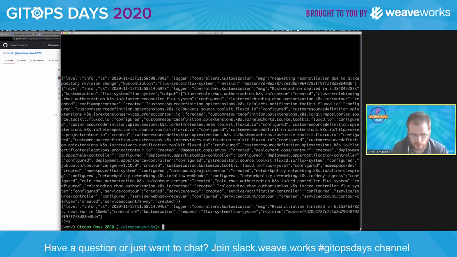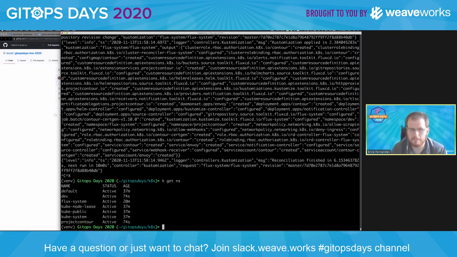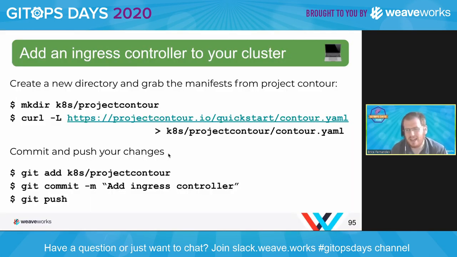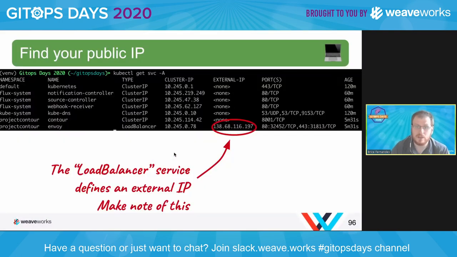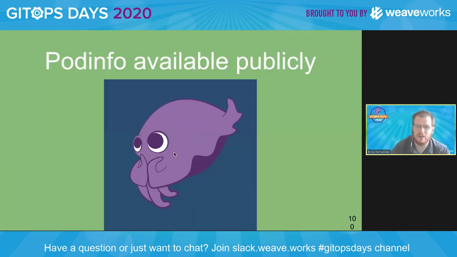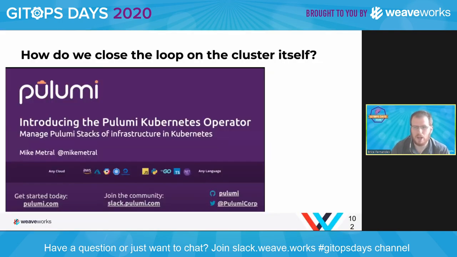All of this seems to have gone okay. Let's get the namespace. We can see that both dev and project contour are up and running. Now, I believe we're slowly running out of time. We're almost at the end of our time together. So I'm just going to jump straight to some of our concluding remarks, which will hopefully be useful to you.